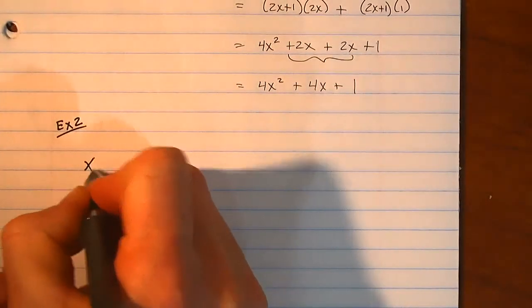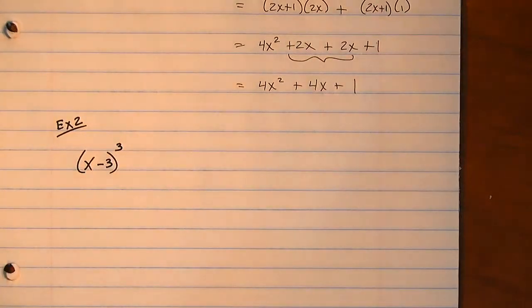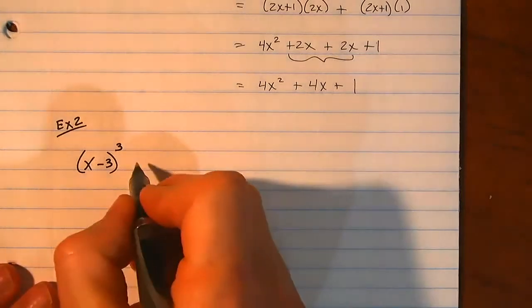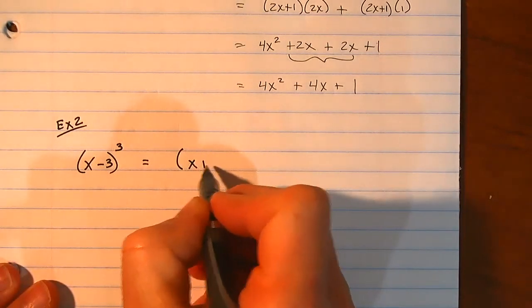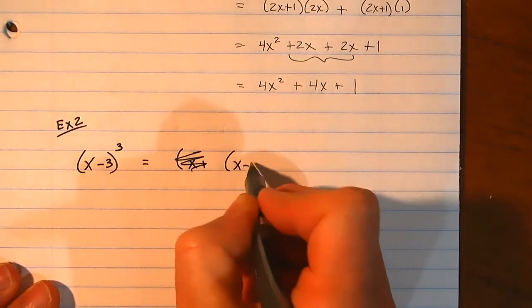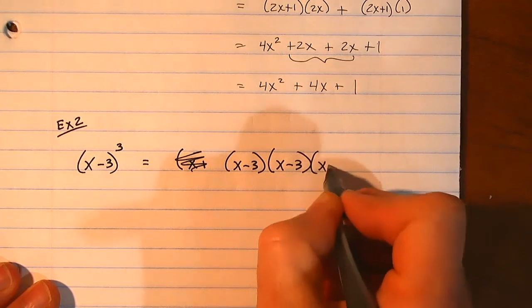Let's take x minus 3 and let's raise it to the third power. X minus 3 to the third power. So again, I cannot distribute. I have to think of this based on the definition of a power as being x minus 3 times itself.